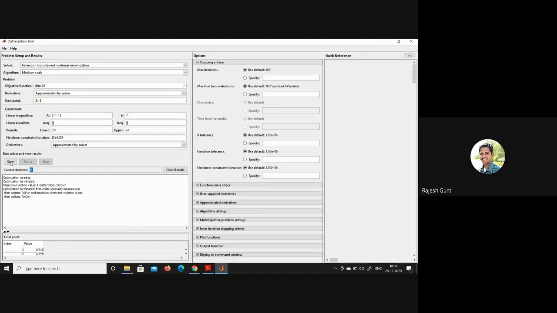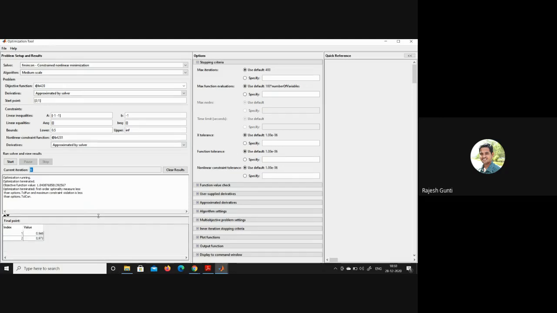Okay. Now we have a solution. This is the objective function value 1.8. The first variable value is this one, the second variable value is this one: x1 is equal to this, x2 is this.